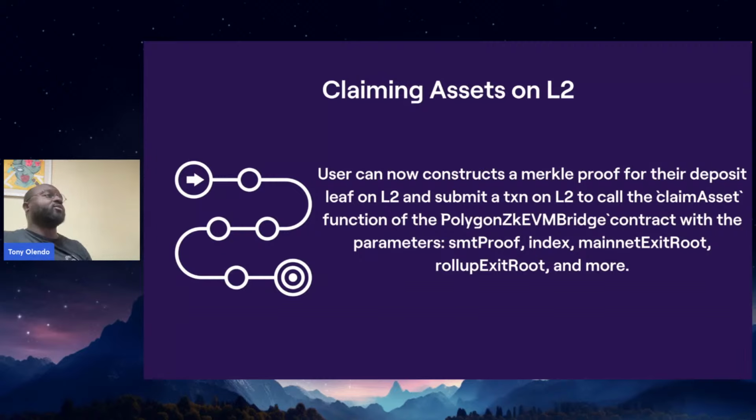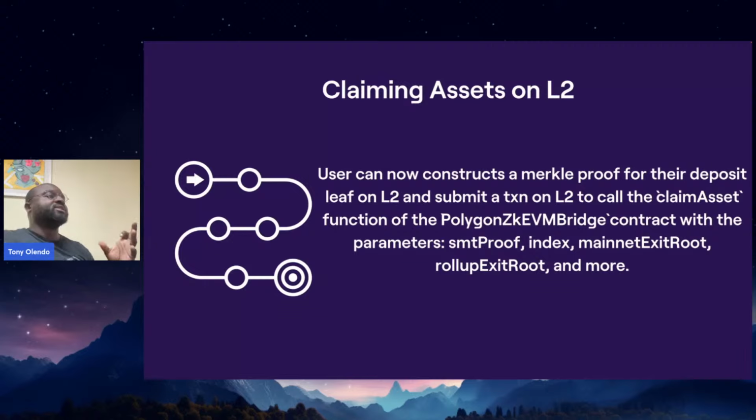So you go in, and you can now present your leaf, which represents your Merkle proof on the L2, and you submit a transaction and call the claim asset function of the zkEVM bridge contract with the parameters of your proof, the index, the mainnet exit route, which you actually have, the roll-up exit route, and some other details that you can present.